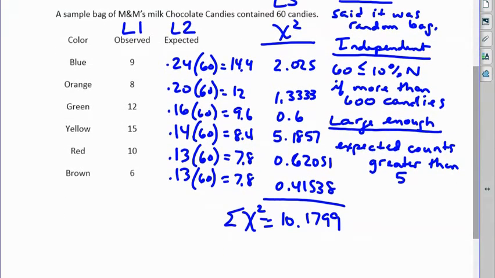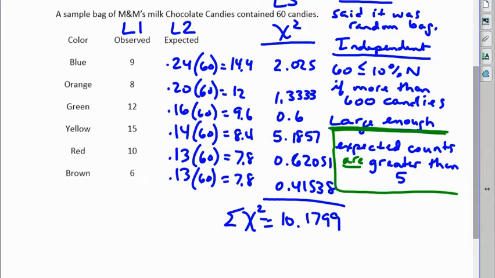And I had left off over here with my large enough condition. I had left off on my conditions. I'd never said if my expected counts are all greater than 5. Are they? Yes, they are greater than 5. So that's good, I have that working.